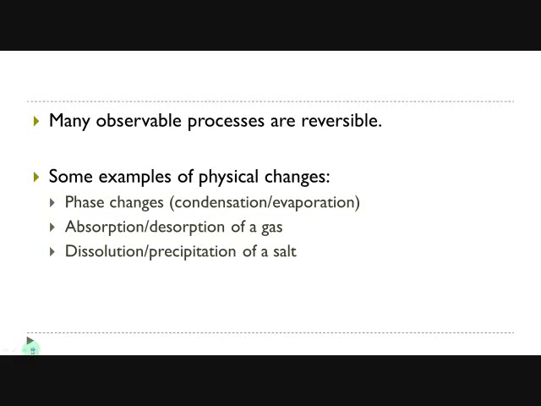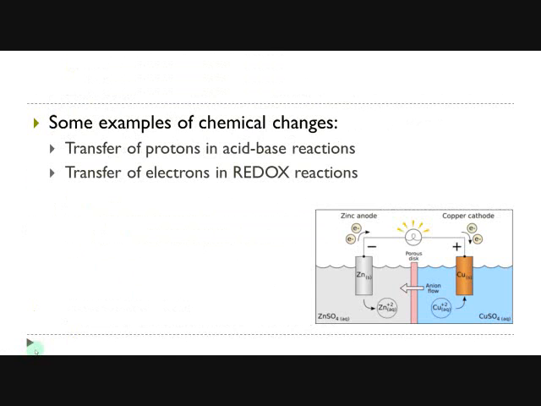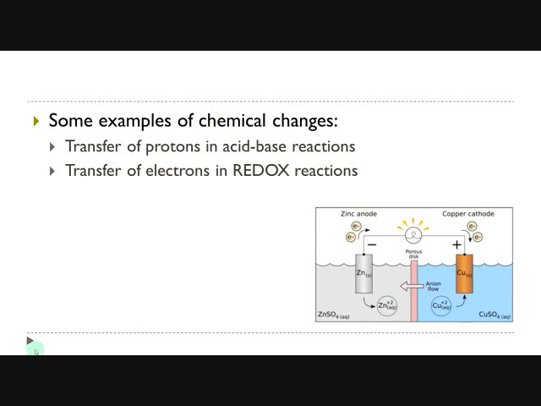Some chemical reaction examples would be the transfer of protons in an acid-base reaction. Acid and base reactions happen by transferring H pluses, which are protons. And then electrons in redox reactions, which we have talked about this year. When electrons transfer, usually in single replacement reactions, then the reaction can take place. But most are reversible, so you can go forward and you can go backwards.